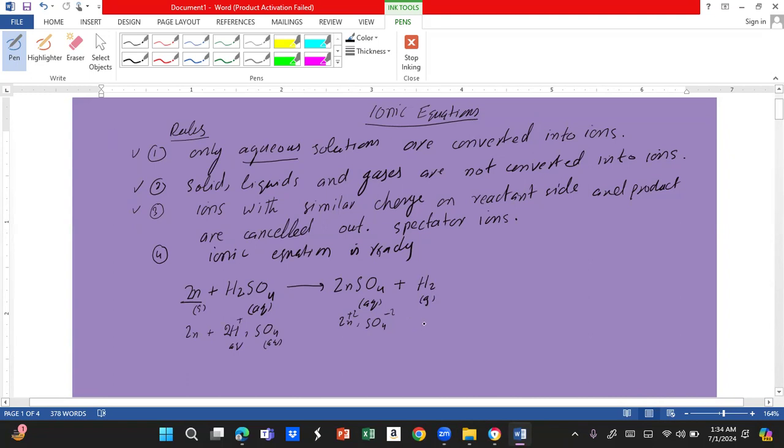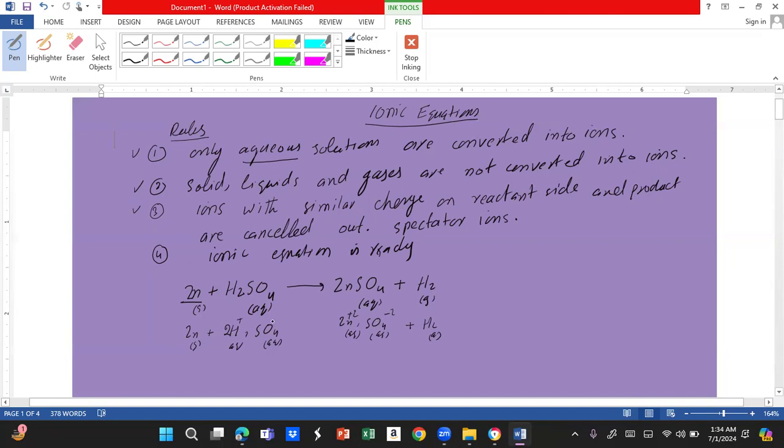H2, it is a gas, we will write it as such. Now you can write these symbols, meaning state symbols. And now I will ask you, really, I will not listen to your answer, but you try to answer that by yourself. Which ions should be cancelled out?